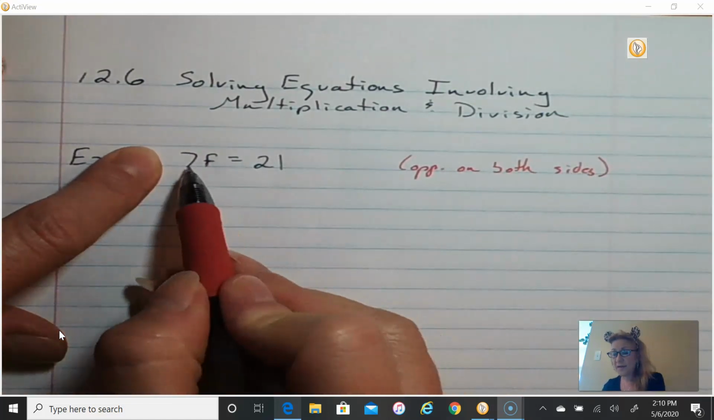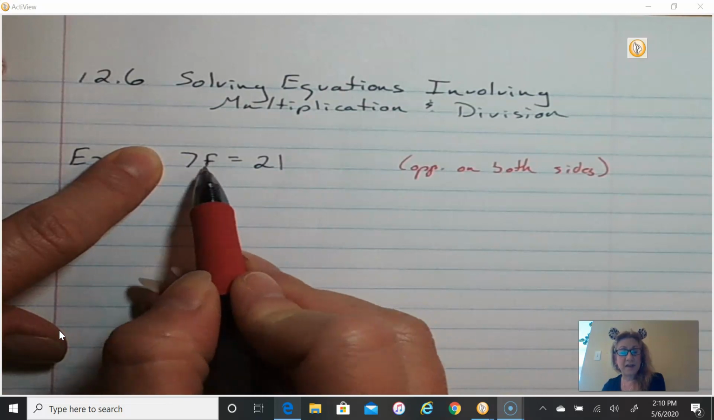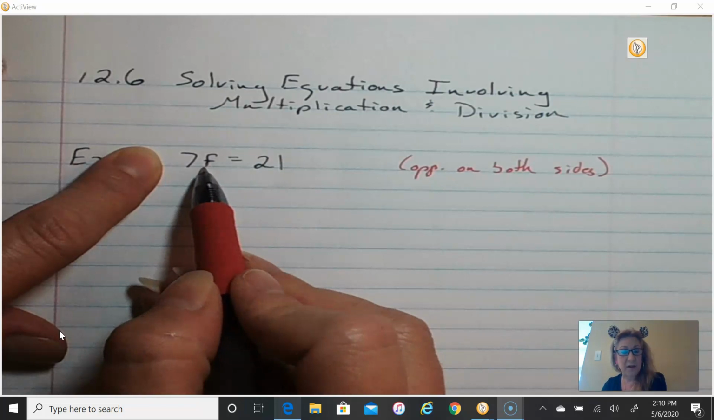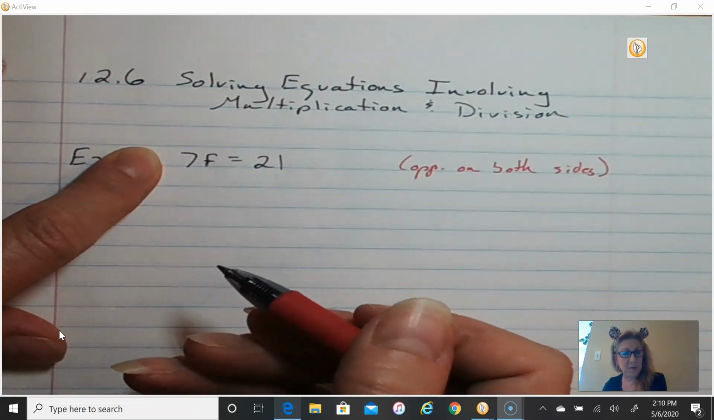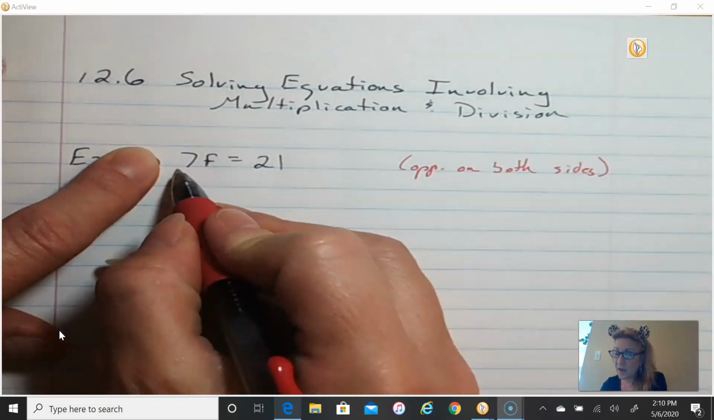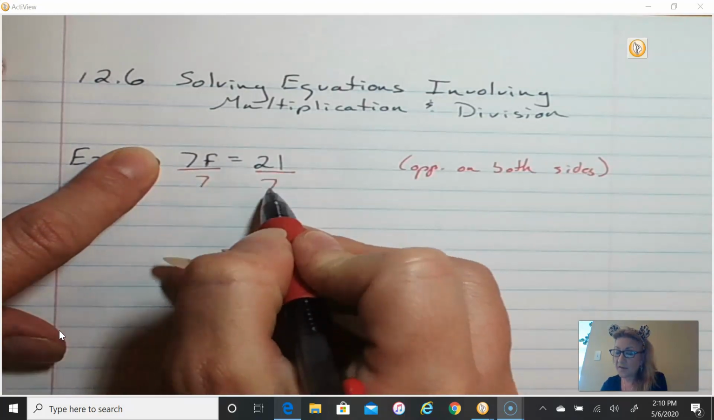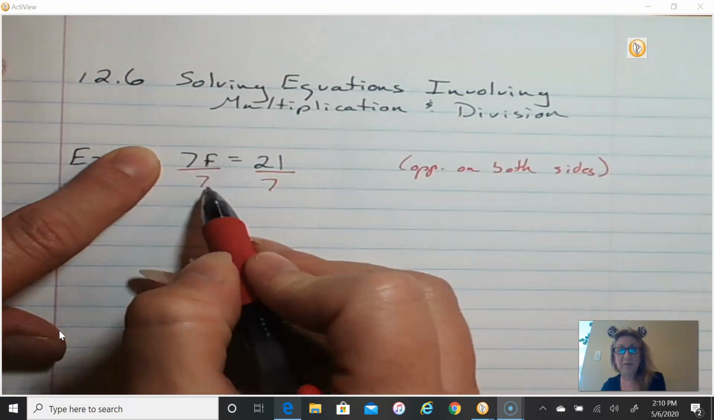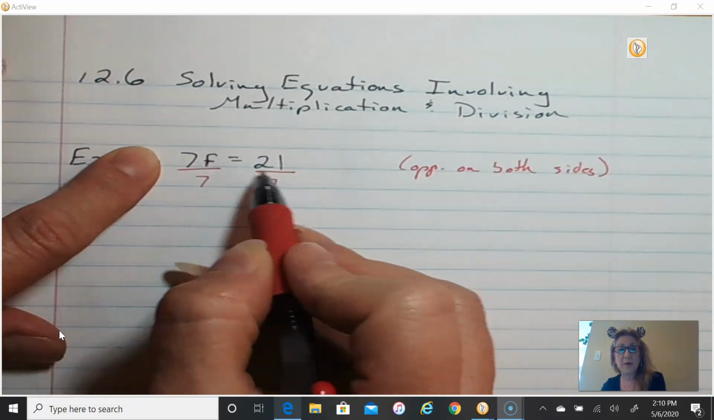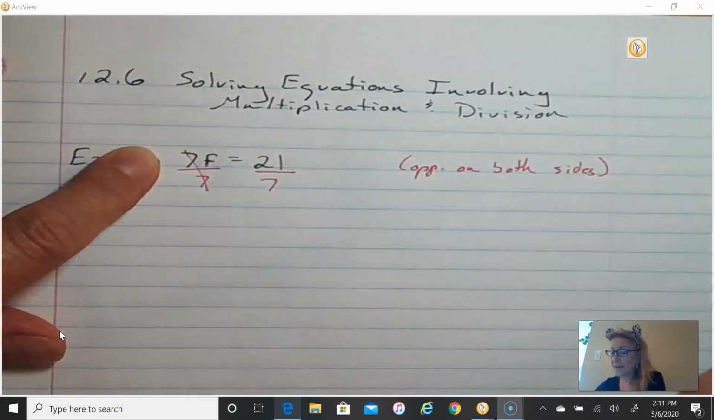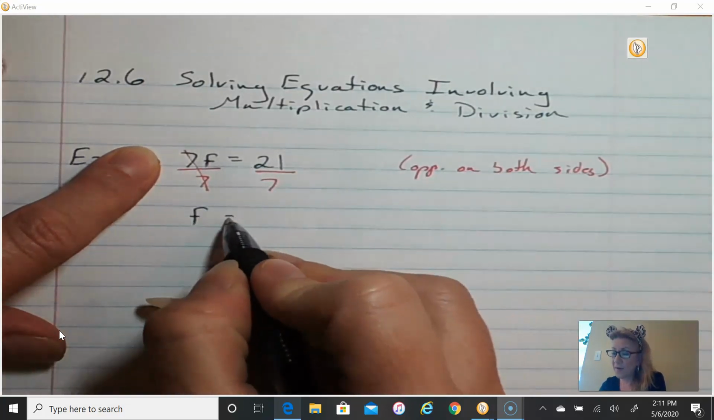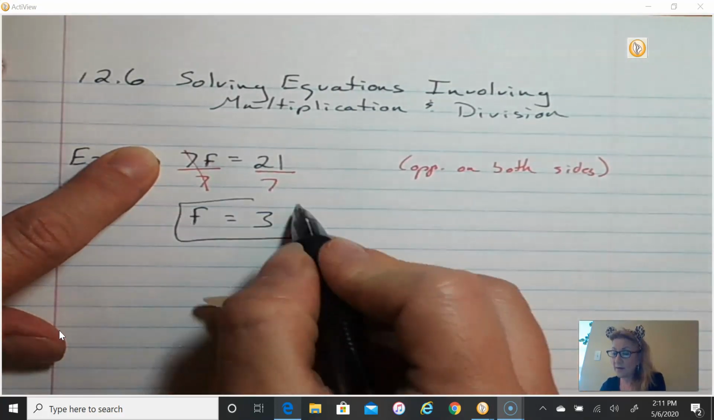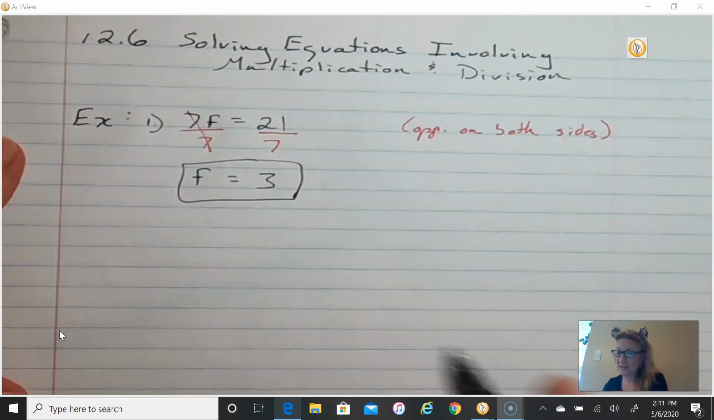Okay? So the 7 and the f, what operation is taking place right here? Multiplication. 7 times f, right? Okay, so what's the opposite of multiplication? Division. So we're going to divide both sides by 7. That's the opposite. You're multiplying here, so the opposite is division. And you divide both sides by 7. The 7 cancels out. We're left with f equals 21 divided by 7 is 3. There's your answer.